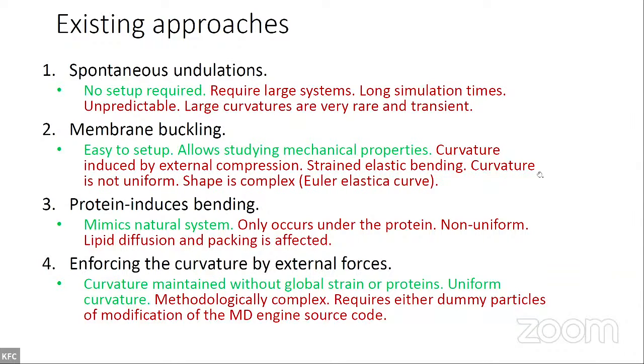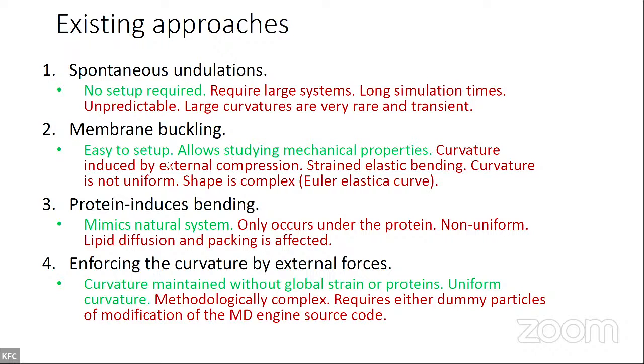Each of these techniques has downsides and advantages. If we are speaking about spontaneous undulations, there is no setup required. You're just running the simulations as usual. But it requires a large system and long simulation times. It's unpredictable, and it's almost impossible to sample large curvature because you have to wait until it appears spontaneously.